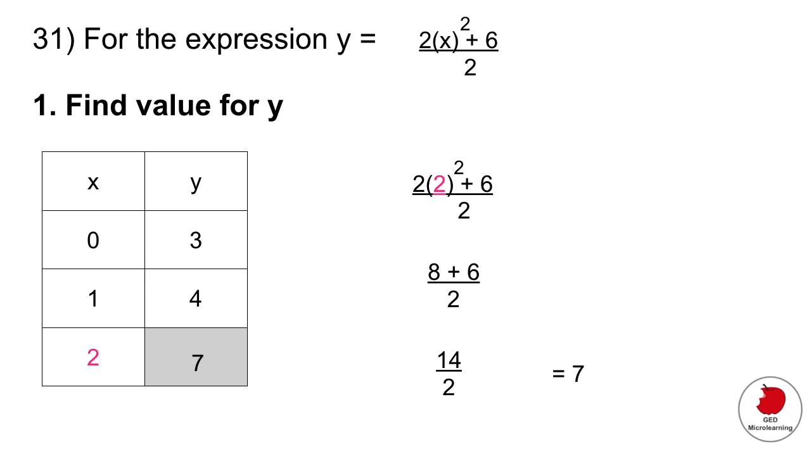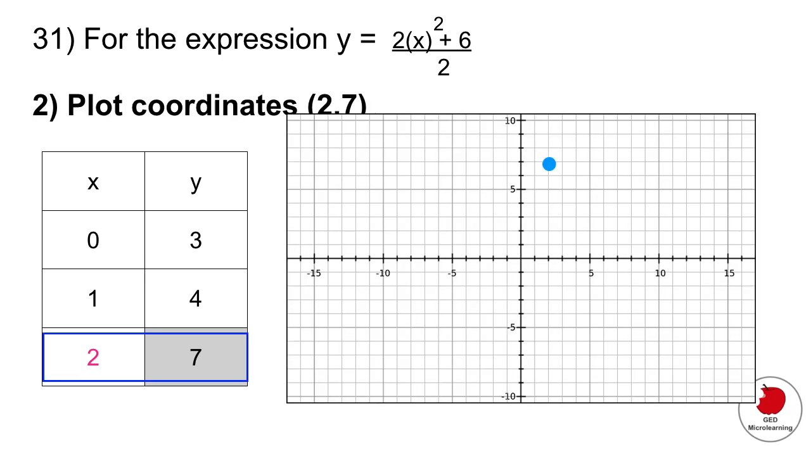So that's step 1. Step 2 is that we're now going to plot that value. The value for x is positive 2, and the value for y is positive 7. So that is the coordinate, and that's where you would plot it.